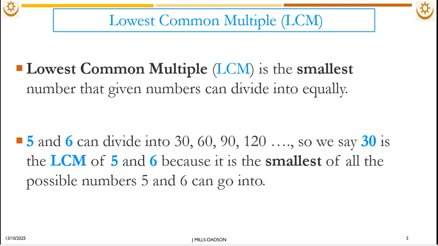For example, 5 and 6 can divide into 30, 60, 90, 120, and so on. So we say 30 is the LCM of 5 and 6 because it is the smallest of all the possible numbers 5 and 6 can go into. There is no other number smaller than 30 that 5 and 6 can go into. That is why we say 30 is the least common multiple or the lowest common multiple.